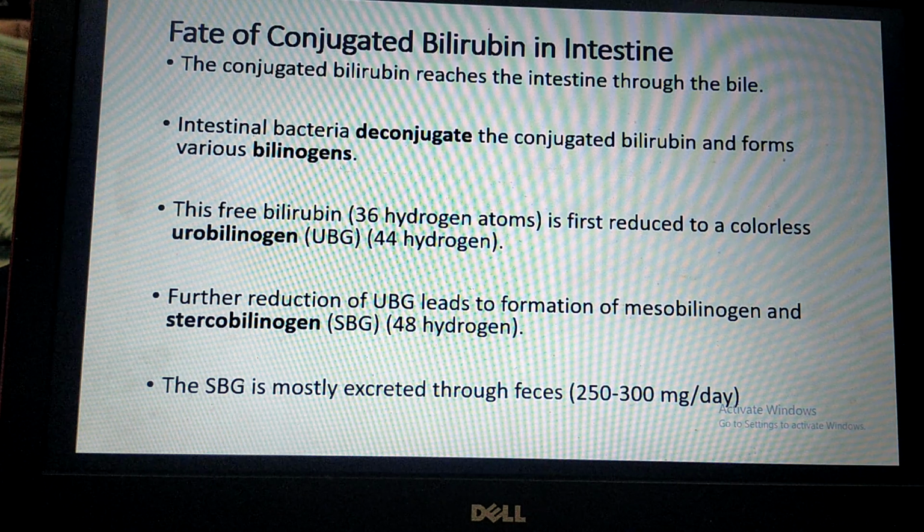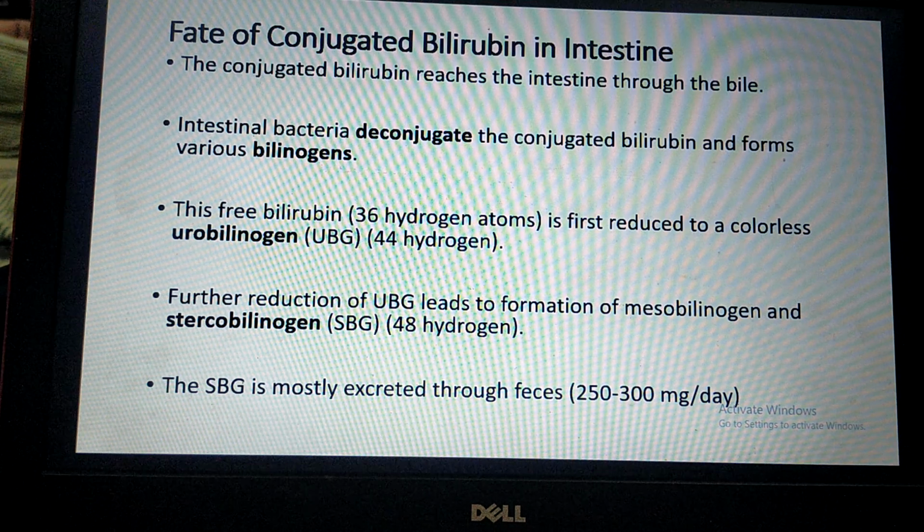In the large intestine, intestinal bacterial flora is present. This intestinal bacterial flora deconjugates the conjugated bilirubin. That means the glucuronic acid which was added is removed by the bacterial flora, and the compound which is formed is called bilinogens. There are various types of bilinogens like urobilinogen, mesobilinogen and stercobilinogen.